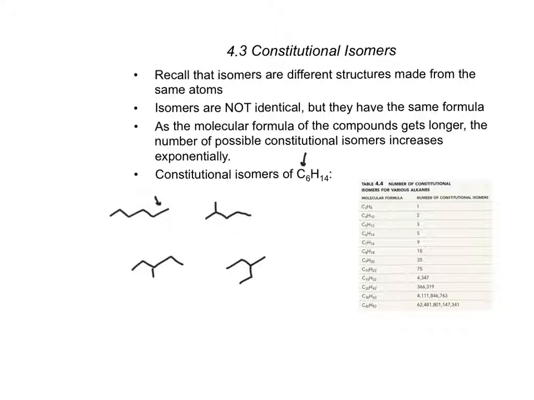Also note that as we increase the molecular formula of these guys, the number of possible constitutional isomers increases exponentially. Going further from here, we're going to stick with these guys quite a bit, but just note that as these guys get bigger, the ways that you can arrange them with the same exact molecular formula increases dramatically.